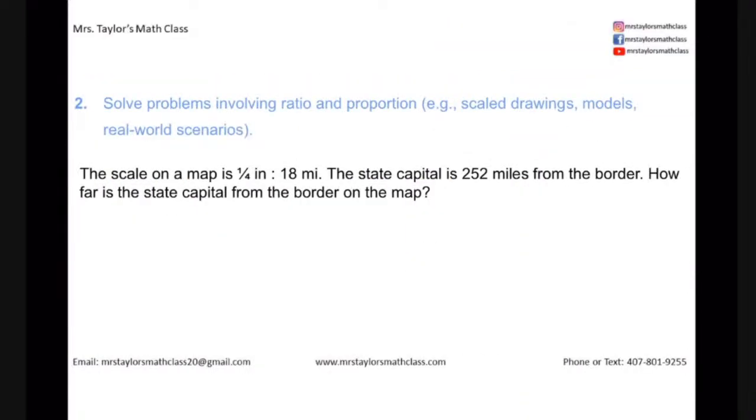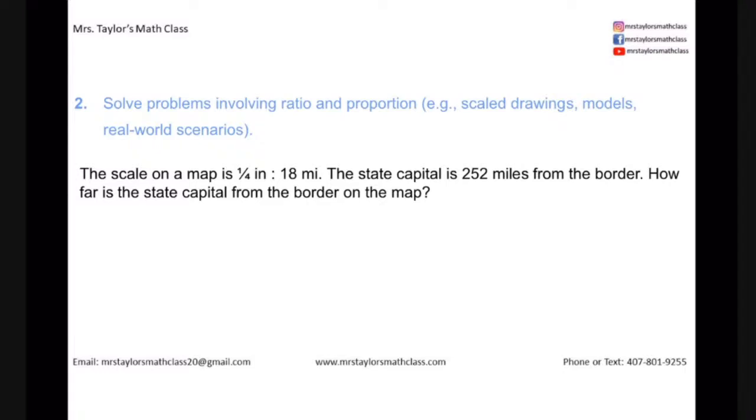This one here is from strand number 2. It says solve problems involving ratio and proportion. So this is all about scale drawings. It says the scale on a map is 1/4 inch to 18 miles. The state capital is 252 miles from the border. How far is the state capital from the border on the map?